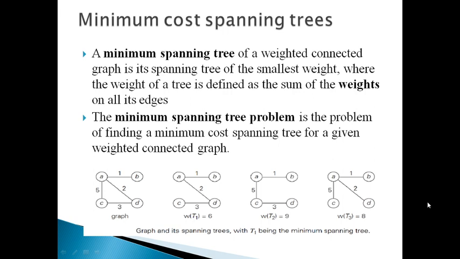The edges shown are A to B with a weight 1, A to D with a weight of 2, A to C with a weight of 5 and C to D with a weight of 3. From this graph, we need to find out a minimum spanning tree. The first one, W of T1, has a minimum cost of 6. The second, W of T2, has a cost of 9 and W of T3 has a cost of 8. So within these three, the lowest weight tree is W of T1, that is the minimum cost spanning tree.